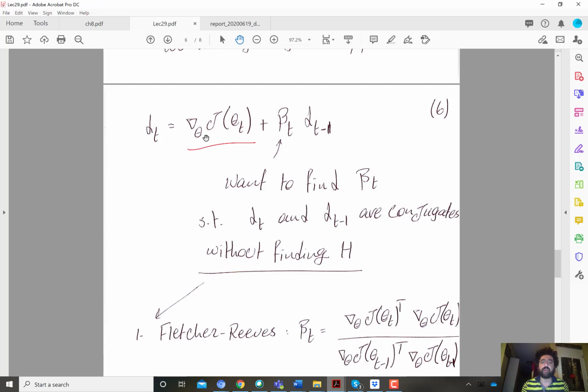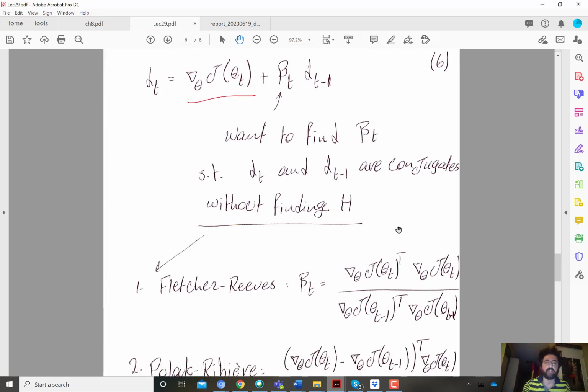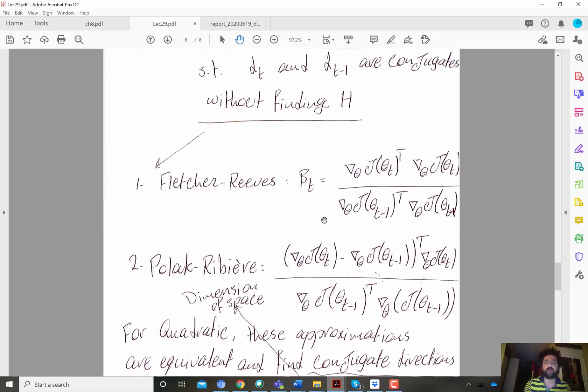And then the new part, to guarantee the dt minus 1 equals 0, or to approximate that, you basically add a component that depends on dt minus 1, right? And with a coefficient beta t here, right? So you have this component, and then you don't compute h at all. And there are two typical approaches to do that. One is called Fletcher-Reeves, and one is called Polak-Ribiere. And they correspond basically to the authors that introduced them.